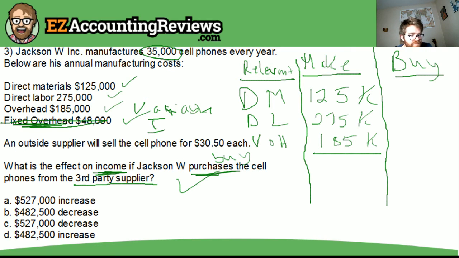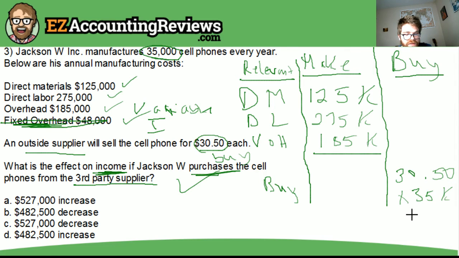Now, what if you buy it? It says this outside supplier here sells cell phones for $30.50 each. So what if you buy it? Well, if you buy it, you don't have to make it. So this buy cost right here, or purchased, doesn't go under make. It only goes under buy. And you put $30.50 for the buy times the number of units, which was 35,000. It's 35K. And there you go. It's that easy. You set up a table, you figure out what's relevant, what's irrelevant, fill in the columns.